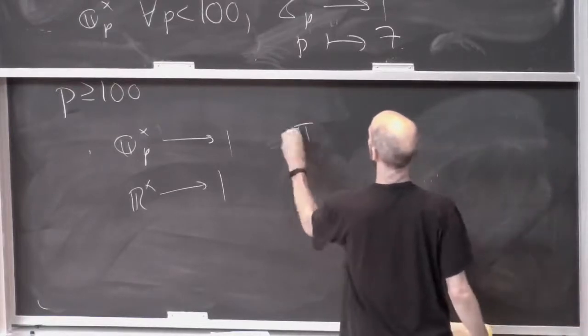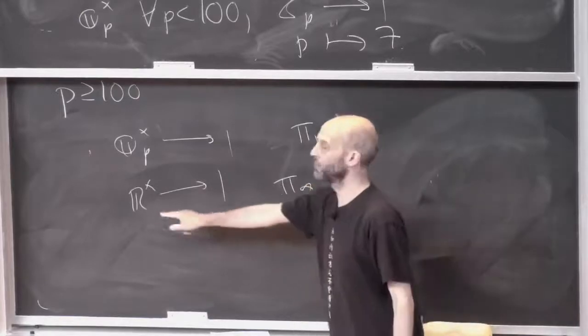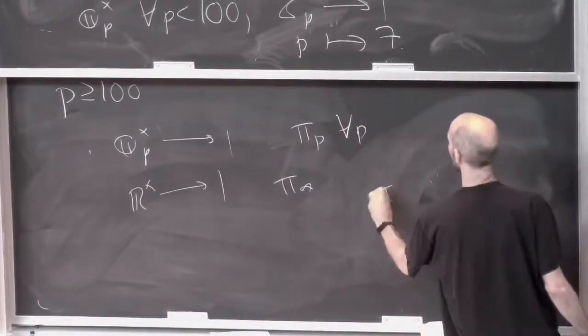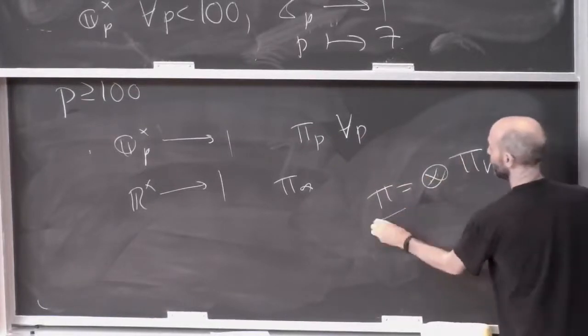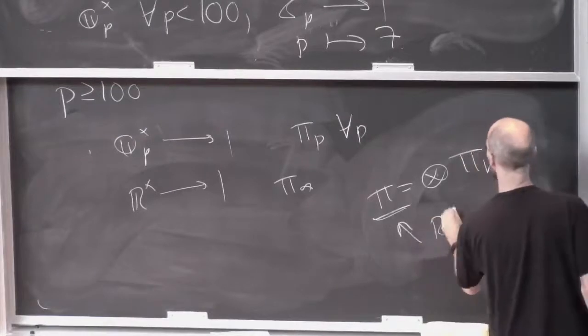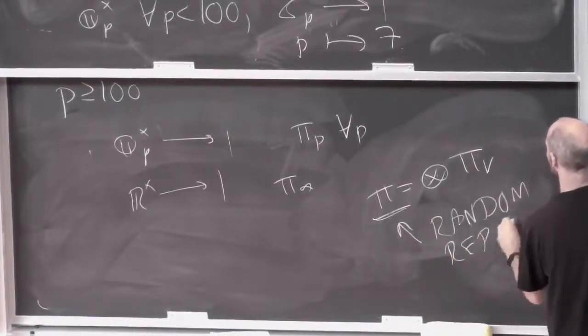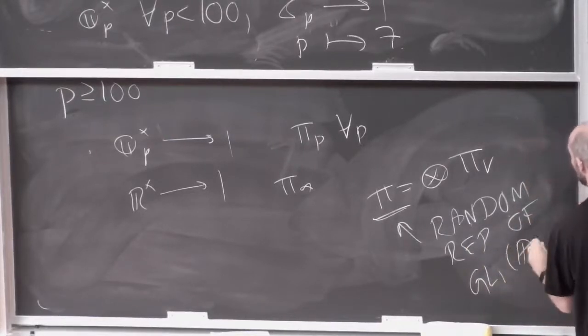So now we have pi_p for all p, and we've got pi_infinity. We need a representation of GL_1 of the reals. It's the trivial one-dimensional representation. Great. And we define pi to be the tensor product of the pi_v. And here's a random representation of GL_1 of the adeles of Q.